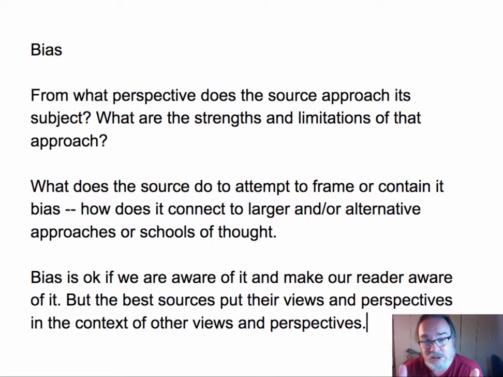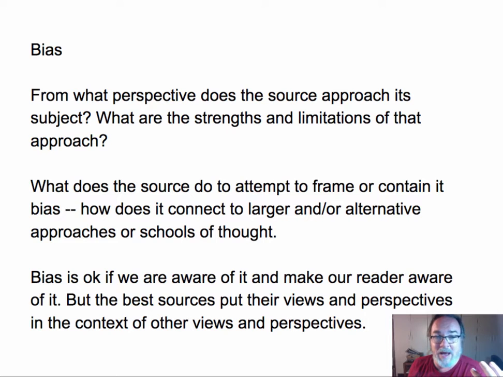Because that is the strongest source, a source that has its own perspectives and opinions, but frames those in a larger discussion of other people's opinions and sources that come from different perspectives. So those are the best kind of sources, and when a source deals with bias in that way of contextualizing, it's something we should celebrate. But many sources don't, and that doesn't mean we can't use them. It just means we have to tell our readers, here's where the bias is.